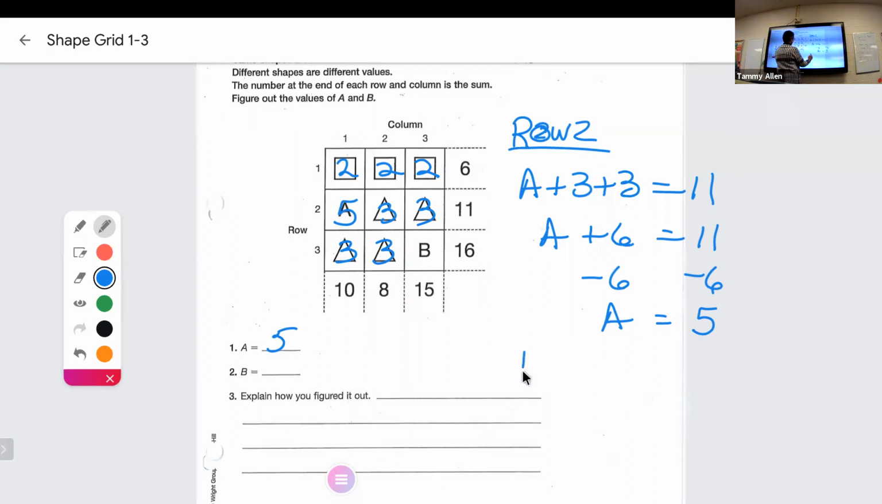Next we have row 3. What do you think our equation will be for row 3? Our equation. Finley: 3 plus 3 plus 3. Say that again. 3 plus 3 plus 3. Uh-huh. Write down what you think the next step will look like.